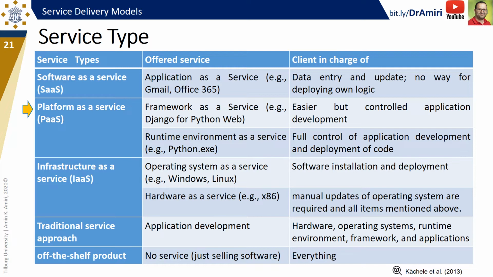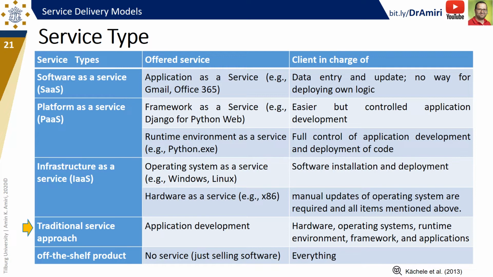If you want to have full control over software installation and deployment, you need to go for infrastructure as a service or IaaS. The operating system as a service will allow you to use a computer hardware with an installed operating system such as Windows or Linux. You will be in charge of installing deployment environments, frameworks, and software applications. However, with hardware as a service, you can even choose the operating system and change or update it if needed.